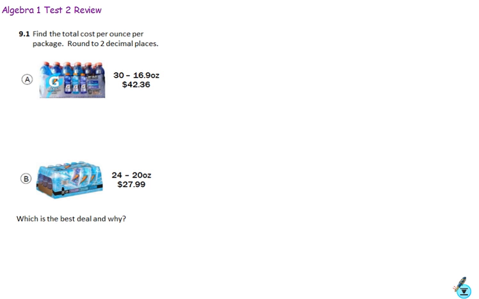And what it does is it makes a comparison. Do I get 30 16.9 ounce bottles, or do I get 24 20 ounce bottles? So this is more bottles, they're smaller. This is fewer bottles, but they're bigger. And then it's like, well, which one's the better deal? Well, we have to be able to compare per ounce how much each one is.